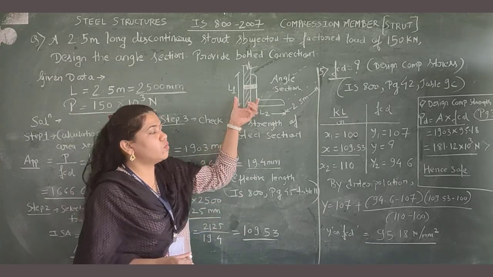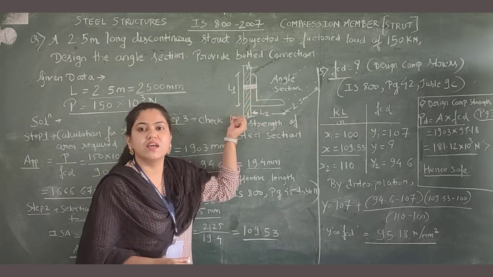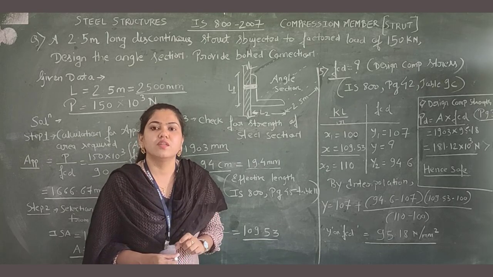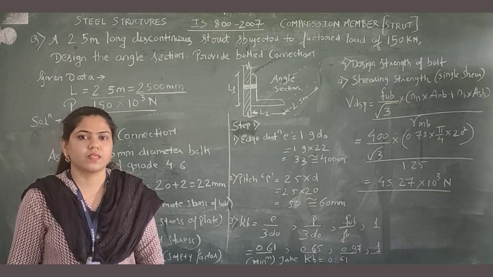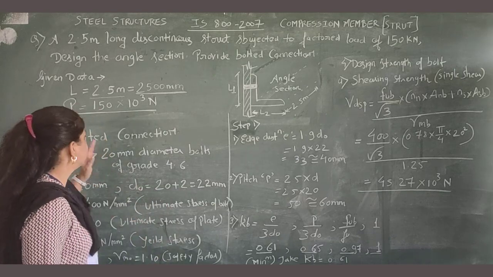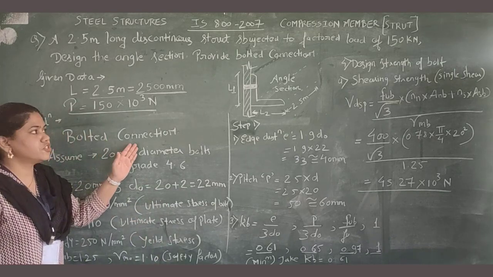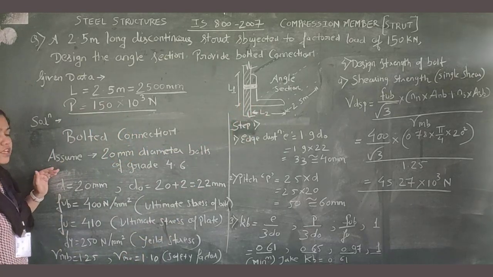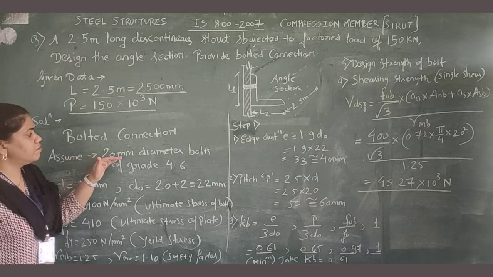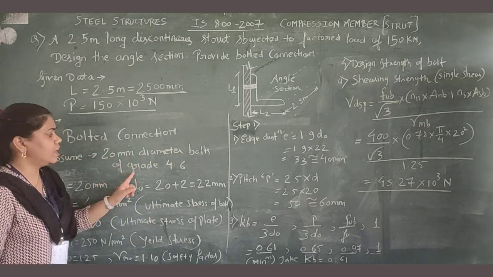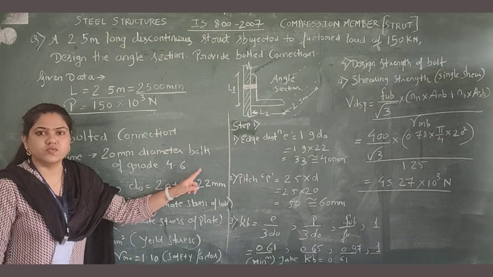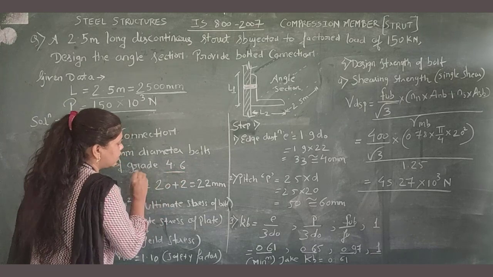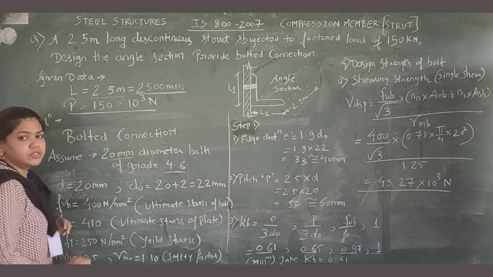After that you have to connect the single angle with the gusset plate by using a bolted connection. Okay, so now I will explain the bolted connection. Now you have to design the bolted connection for the connection purpose, right? So here in this case I assume 20 mm diameter bolts of grade 4.6 are used. Okay, so 4.6 is the grade of that bolt and 20 mm is the diameter of the bolt.